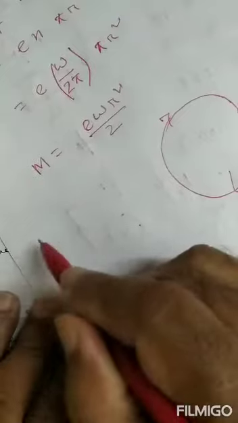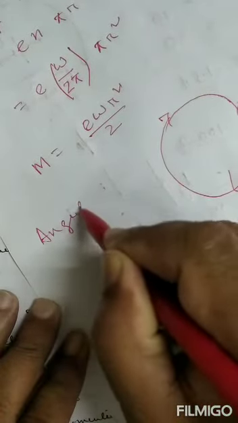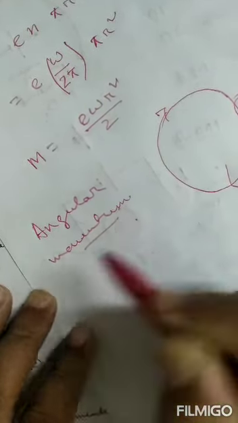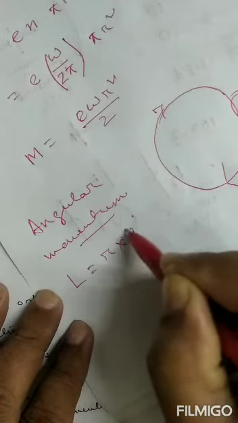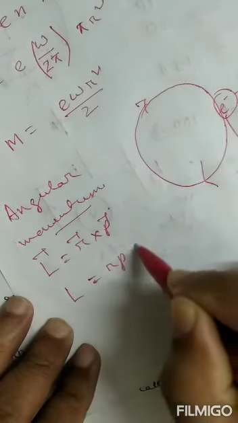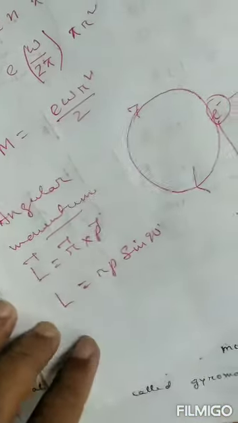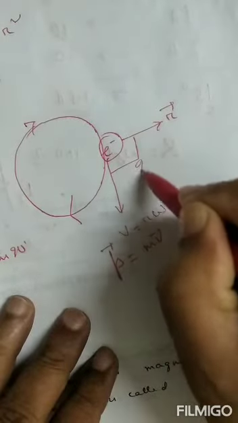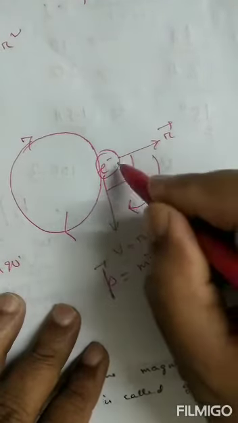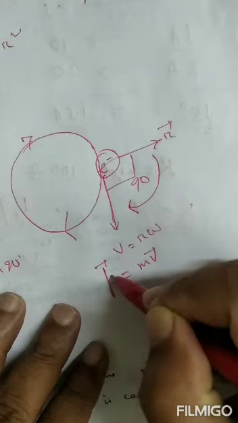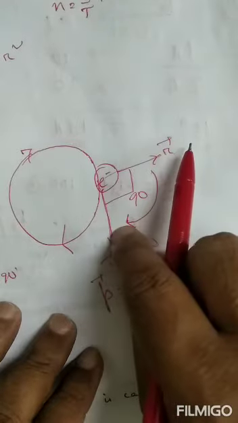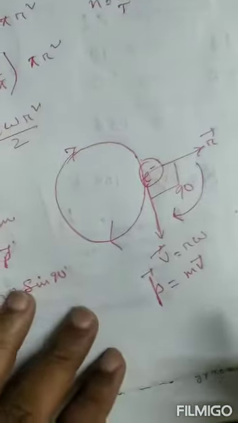Can you remember the angular momentum of the revolving electron? What is called angular momentum? L is equal to r cross p in vector notation. So L is equal to r p sine of 90 degree, since this angle is 90. In which direction do we rotate it? r cross p. This is the direction of r, and this is the direction of linear momentum or instantaneous linear velocity. So r cross p means clockwise. If it is clockwise, it is perpendicularly inward.